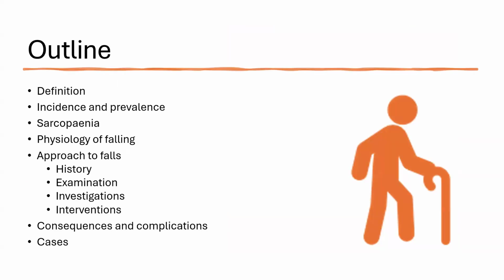Okay, perfect. So just the outline of today's presentation, we'll be talking about the definition of a fall, some information on incidence and prevalence, sarcopenia and how it relates to falling, the physiology of falling, as well as an approach to falls with specific emphasis on history and examination. Briefly touch on consequences and complications, and then there are some cases that we'll look at.